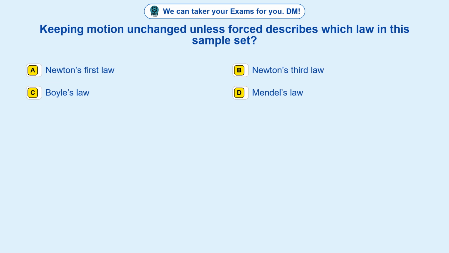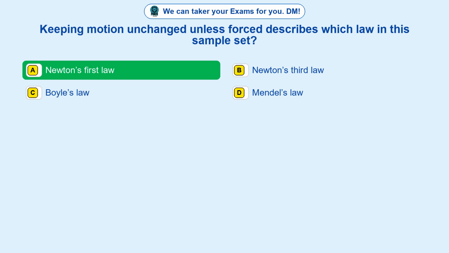Question 57. Keeping motion unchanged unless force describes which law in the sample set? Option A, Newton's first law. Option B, Newton's third law. Option C, Boyle's law. Option D, Mendel's law. The correct answer is option A.